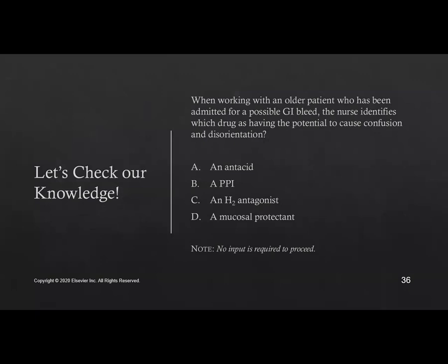Okay, so when working with a patient who has been admitted for possible GI bleed, the nurse identifies which drug as having the potential to cause confusion and disorientation. So when we think about it, which one of these classes did we talk about that could potentially cause an issue with confusion? Antacids don't cause confusion. Your proton pump inhibitors aren't it. But yes, an H2 antagonist, because remember, they also have those antihistamine effects. So in your older adults, it can cause confusion or disorientation.